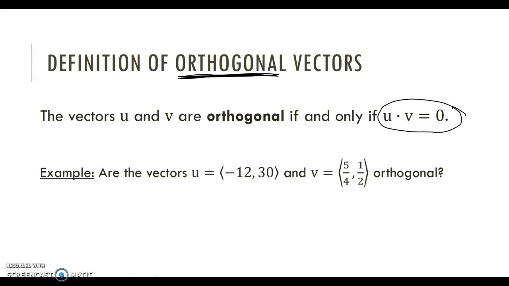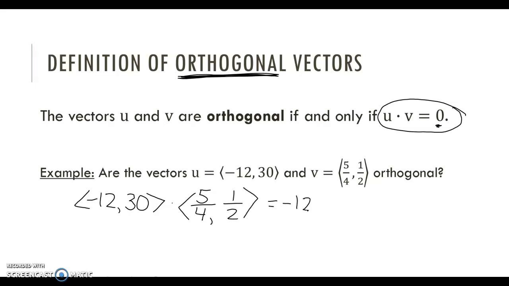So the way that you can check whether vectors are orthogonal, or perpendicular, is to take the dot product of the vectors and see if it's equal to 0. So just another quick example to wrap up here. We are going to determine if these are orthogonal by taking the dot product. So negative 12, 30 dot 5/4, 1/2.